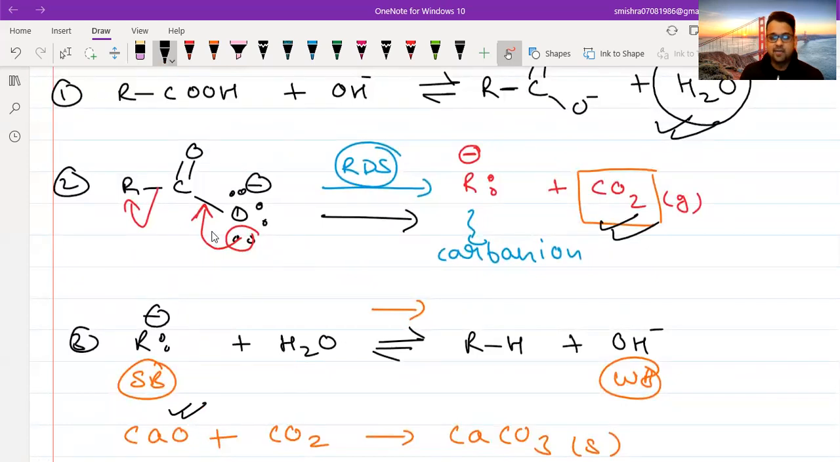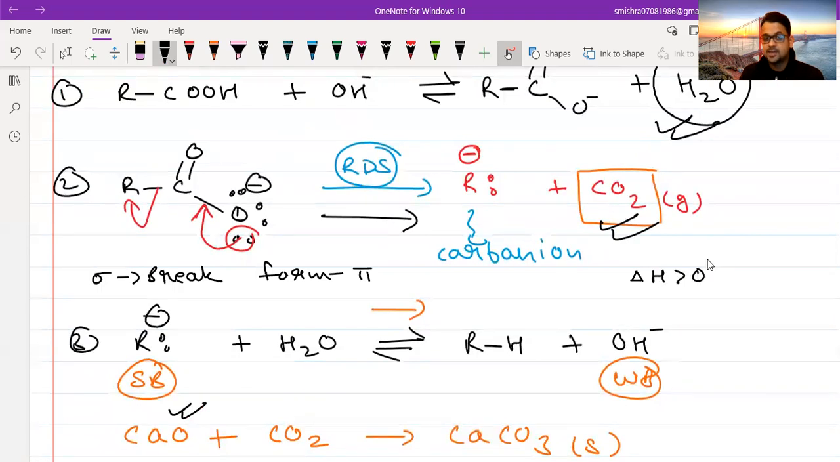ठीक है? अच्छा, if you look at this step, the most crucial step, which is the RDS, what is happening over here is that you are forming a pi bond and you are breaking a sigma bond. ठीक है? आप सिग्मा को ब्रेक कर रहे हो, you are breaking sigma and you are forming pi. Okay, so a stronger bond is being broken. So that is why this particular step, my dear students, is an endothermic step. ये endothermic step है because bond तोड़ने में more amount of energy will be required. Okay, sigma bond is breaking. So delta H for this is positive.